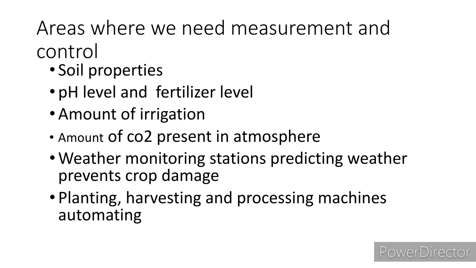Now, in order to predict the crop damage, we need to monitor the weather, and accurate prediction of weather is very important in terms of assessing the losses or damages that creates to the crops. Finally, we need to automate the machineries associated with the whole process, like planting, harvesting, processing machines, etc. One example is cotton picker machine, which picks the cotton and it stores into the bucket behind the vehicle.